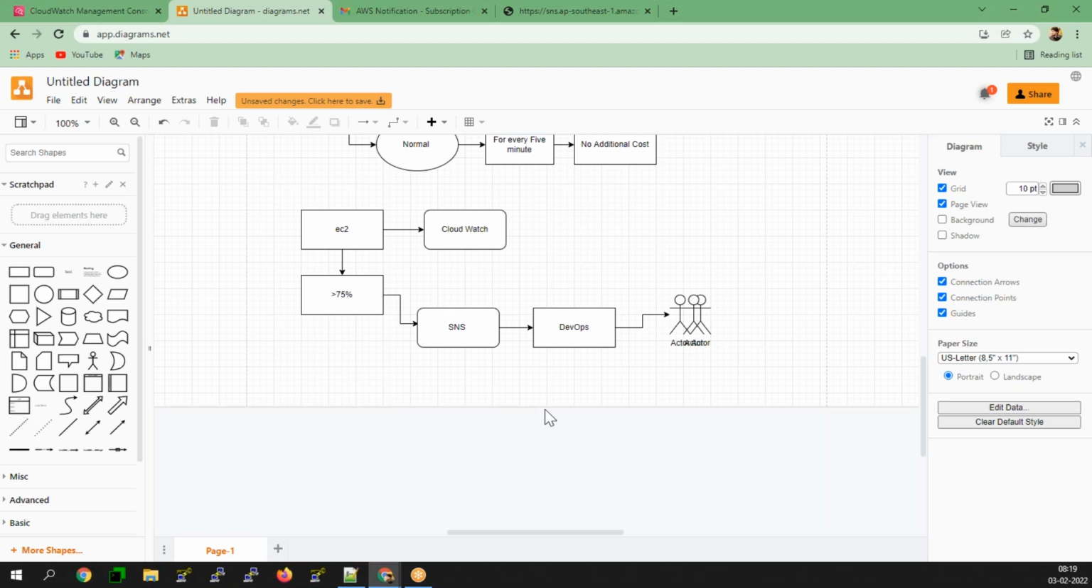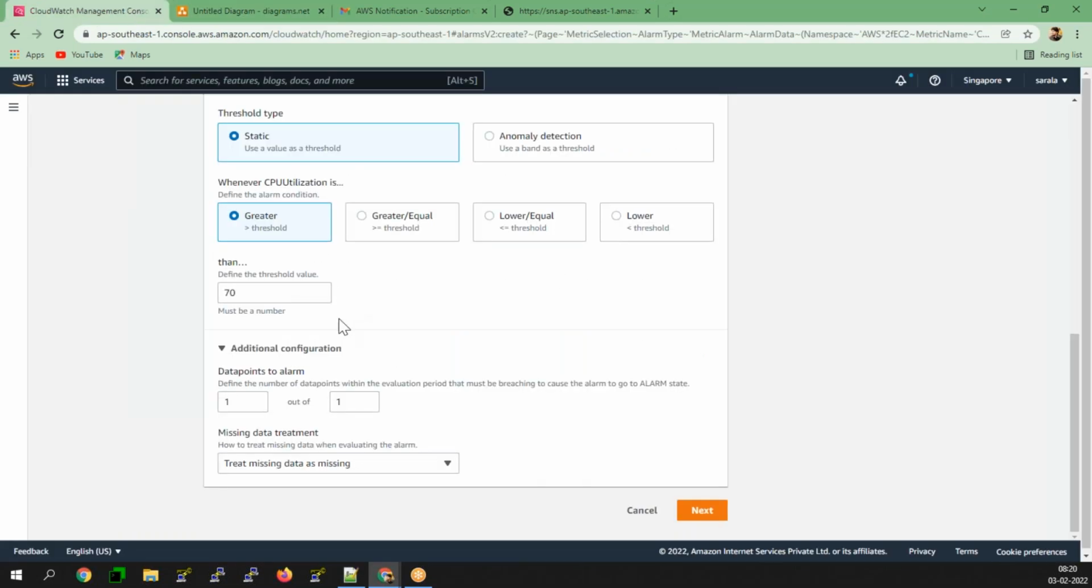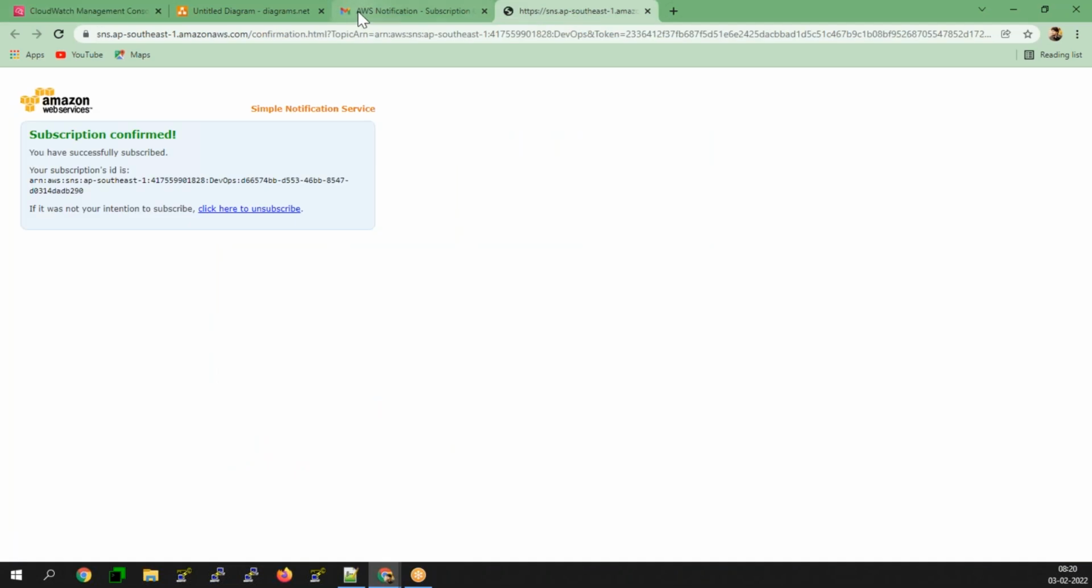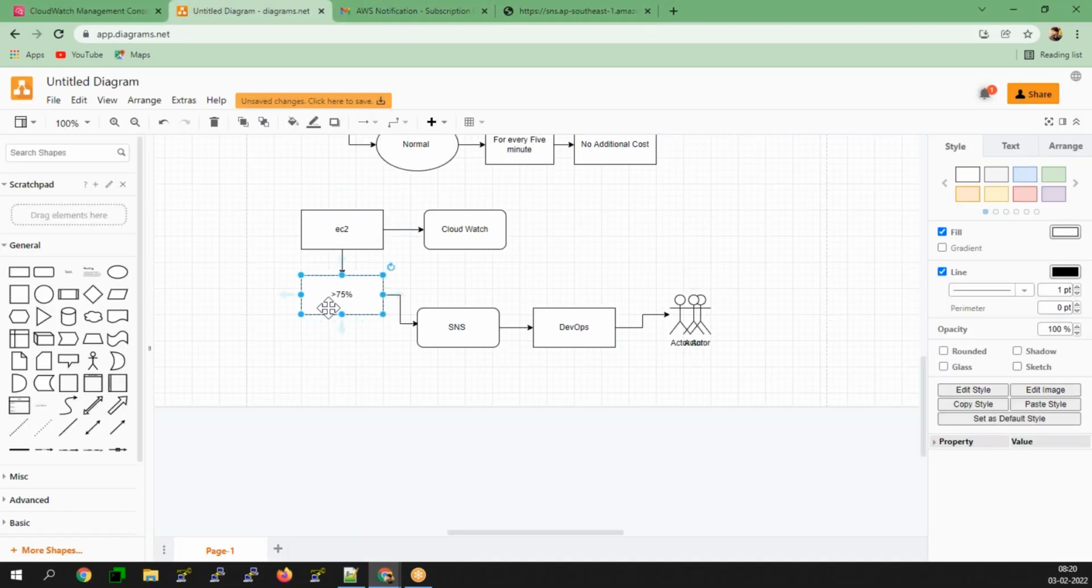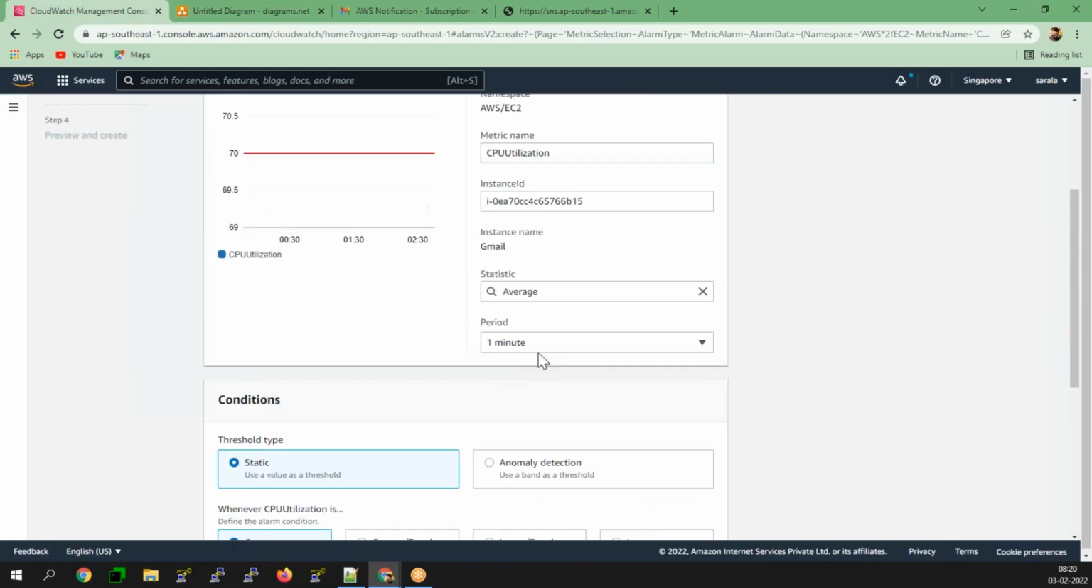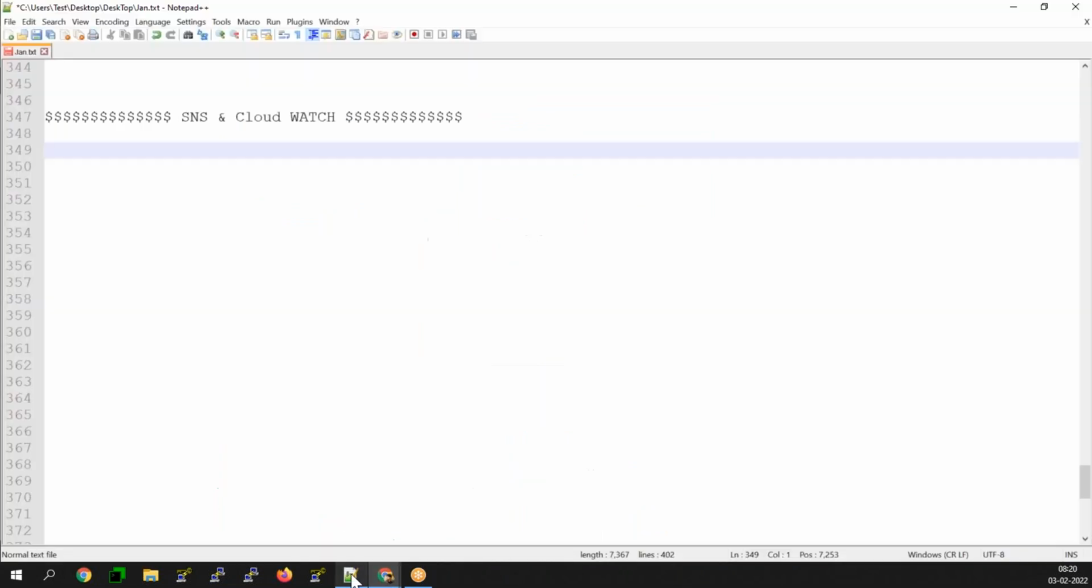So now you need to understand the respective concepts here. Greater than 70%, here you call a data point. Data points are nothing but whenever the EC2 instance is greater than 70% for a duration of 1 minute, it is called one data point. What is a data point?